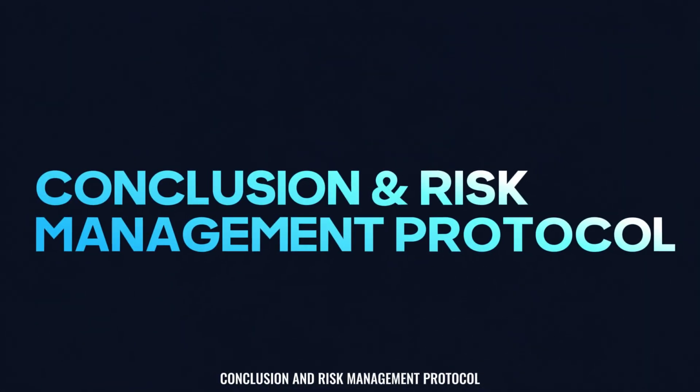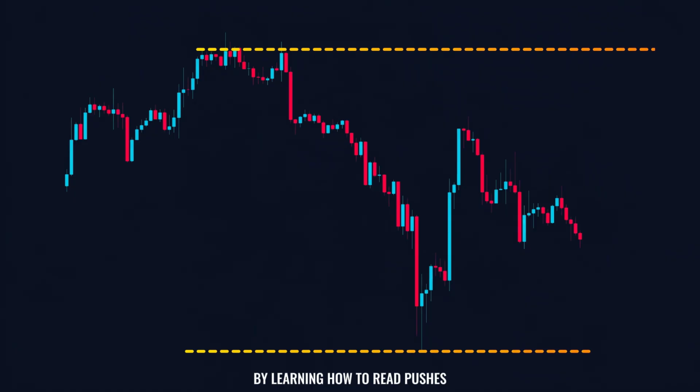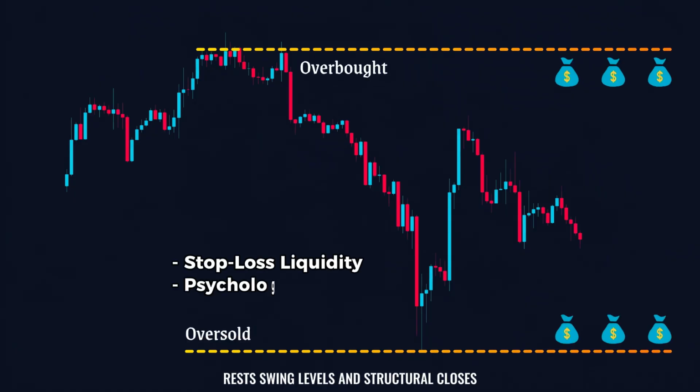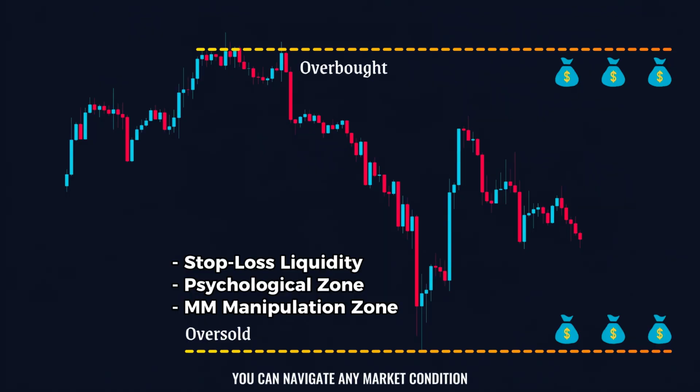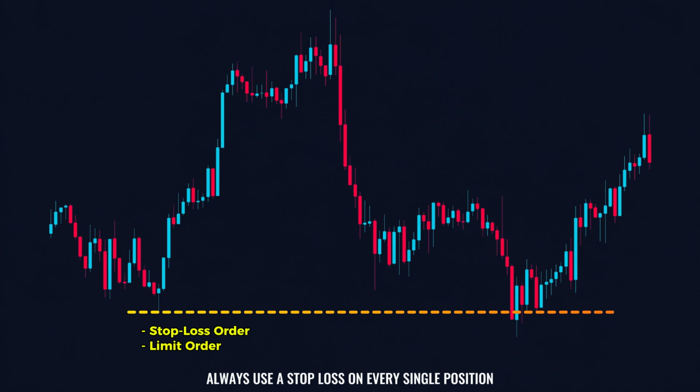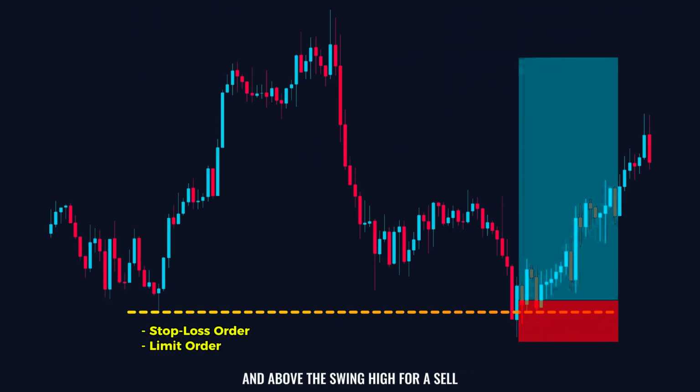Conclusion and risk management protocol. By learning how to read pushes, rests, swing levels, and structural closes, you can navigate any market condition without relying on messy indicators. But remember, trading is a game of probabilities. Always use a stop loss on every single position. Place your stop loss safely below the confirmed swing low for a buy and above the swing high for a sell.